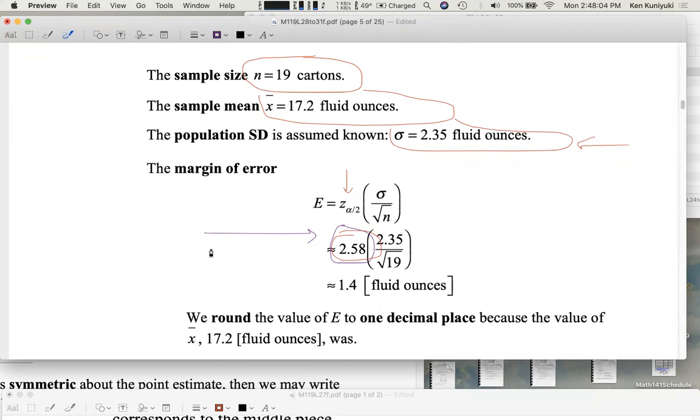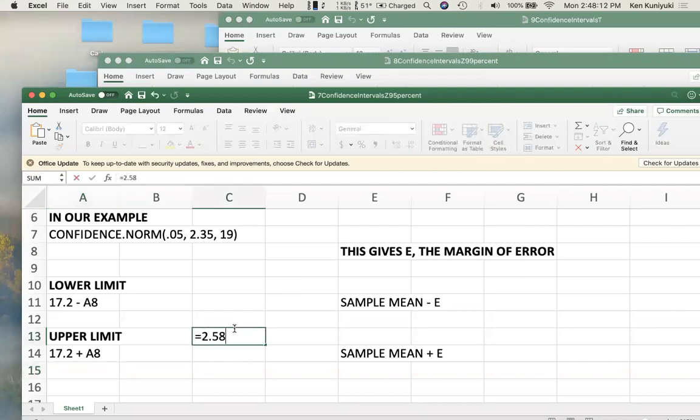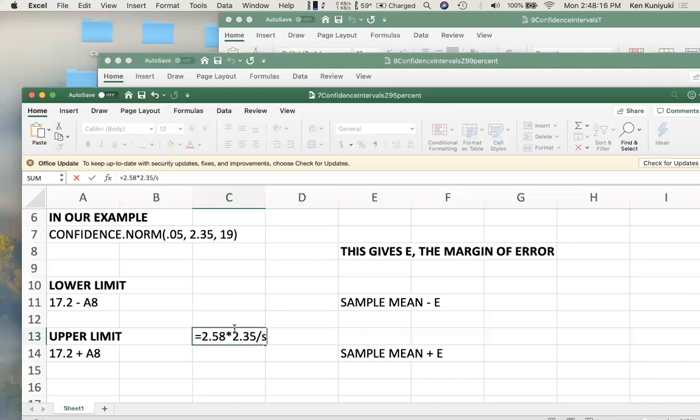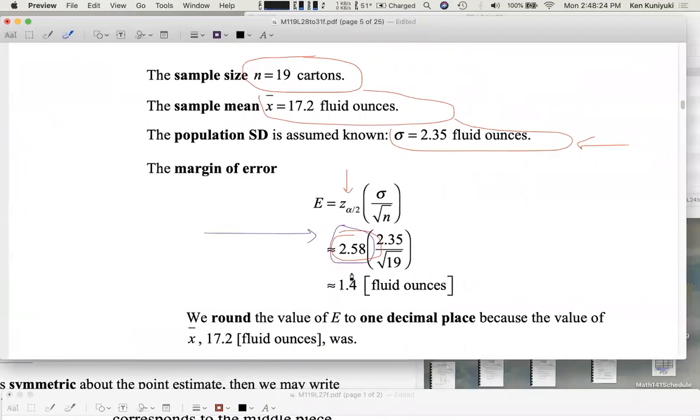Actually, let's take a look on Excel. What would we have gotten? 2.58 times 2.35 divided by the square root of 19. Yeah, 1.39 something. That rounds up to 1.4. So whether you round off or round up, you're going to get 1.4 as your margin of error.